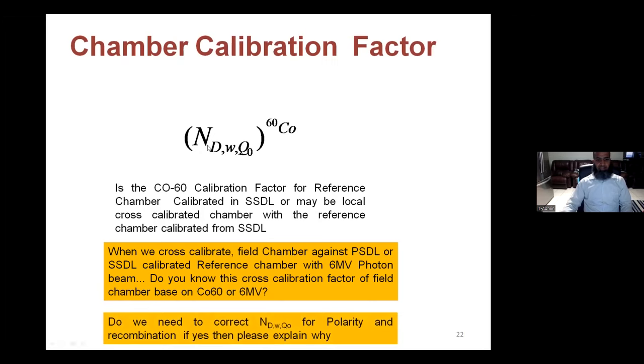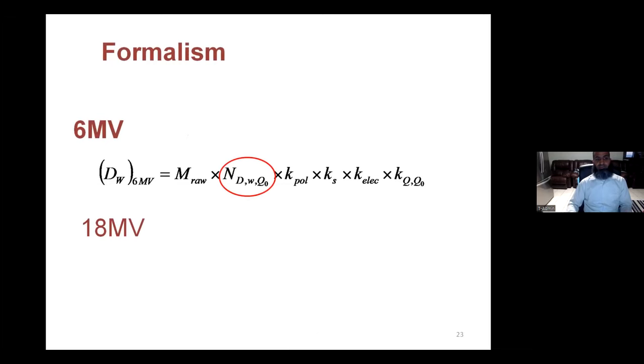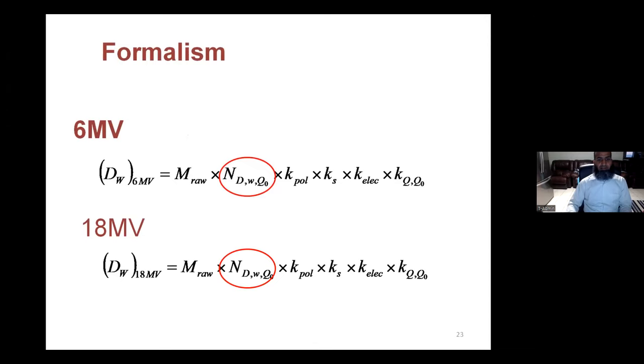Do we need to correct the ND,W Q0 for polarity and recombination? If yes, then please explain why. Because when you get the chamber calibrated from SSDL or PSDL, it comes with the calibration, with the polarity and recombination factor as well. So do you have to correct your ND,W Q0 factor for the polarity and recombination of cobalt 60 or not? And if not, why? Or if yes, why? The formalism is for 6 MeV, which we discussed, and 18 MeV. The ND,W Q0 will remain constant in both, whether you're using 6 MV or 18 MV.